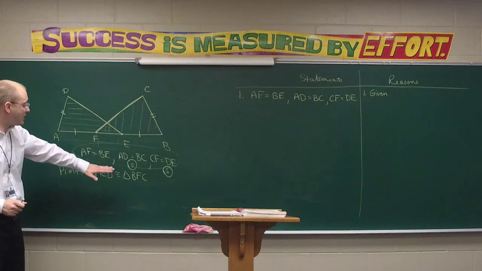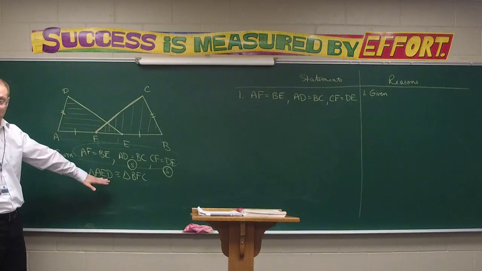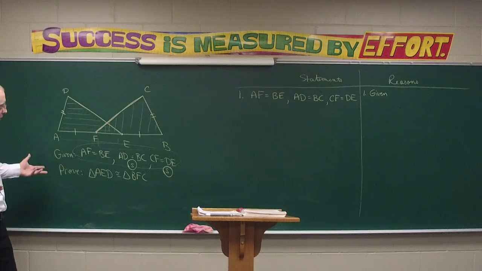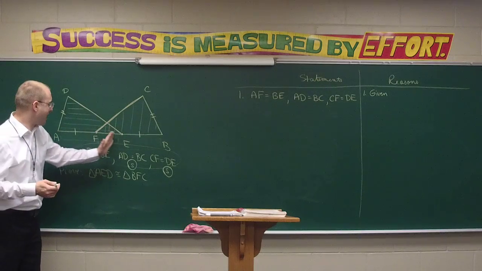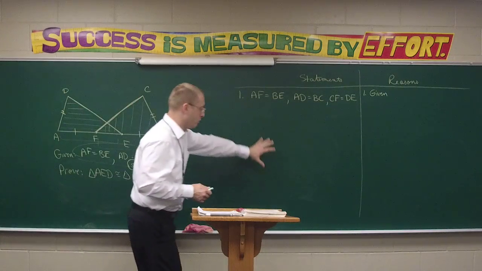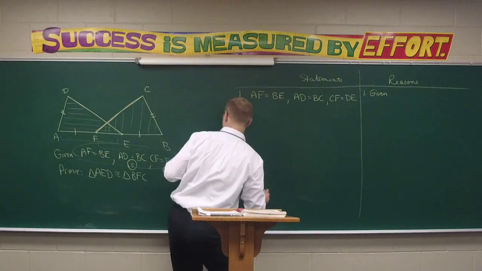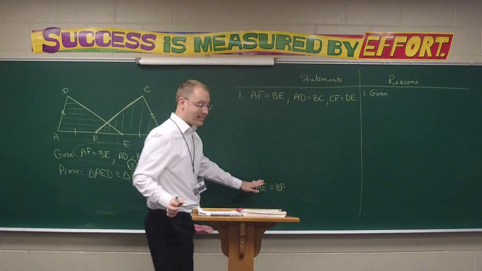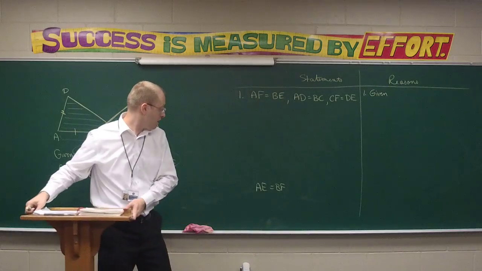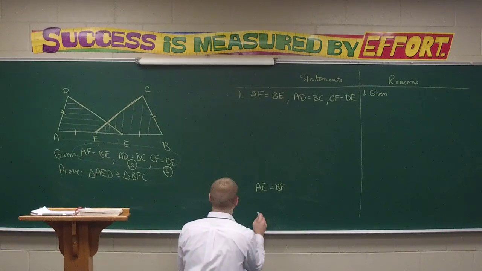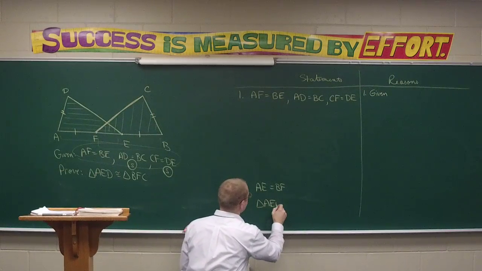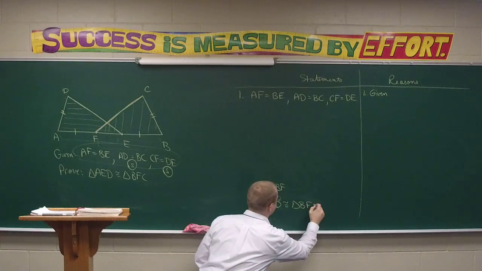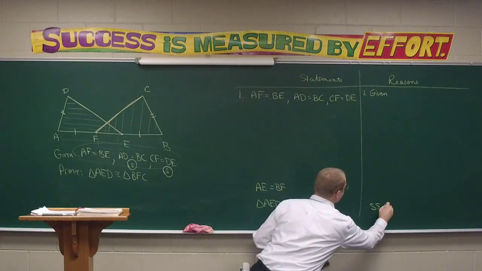If I want to get these triangles congruent, I've already figured out side, side, side is my best way, because I have a whole bunch of line segments. I don't have any angles equal. If I could just somehow get, I'm going to come down a little ways, AE equal to BF. If I can get that statement, then I'll be able to say that triangle AED is congruent to triangle BFC, and it will be my side, side, side.